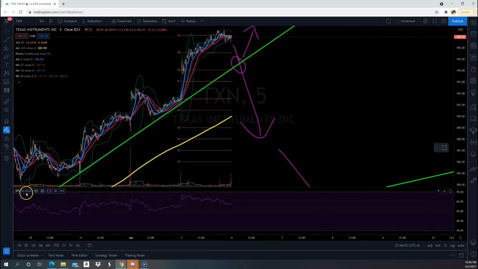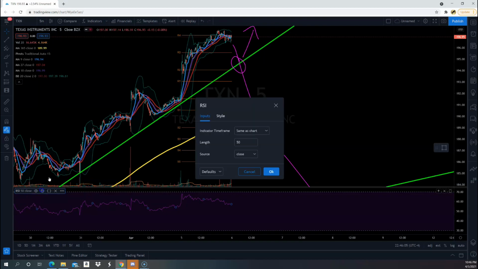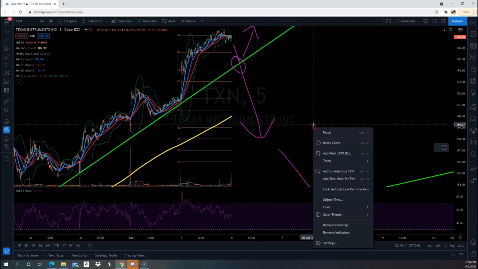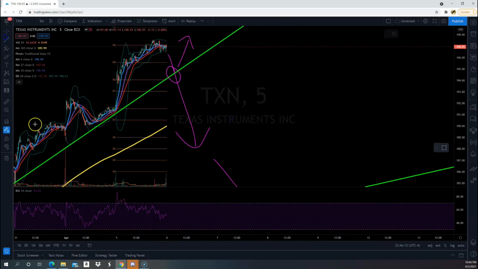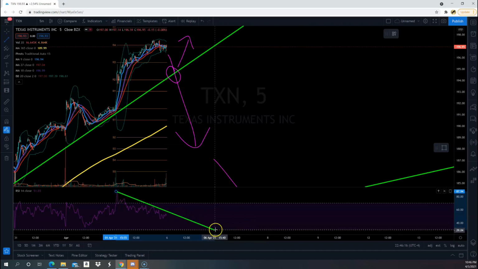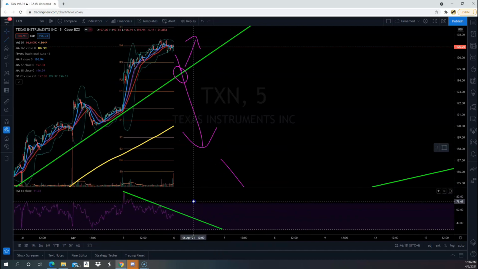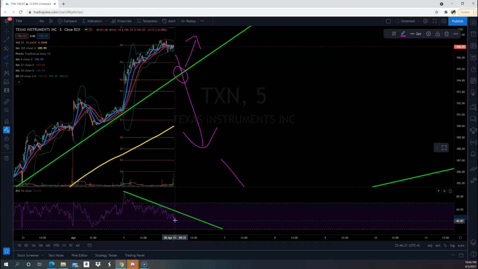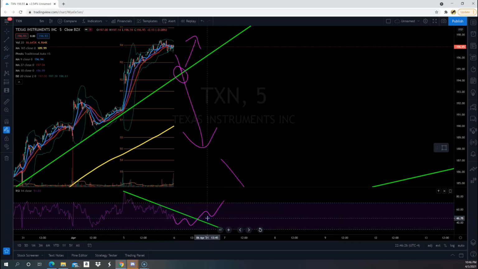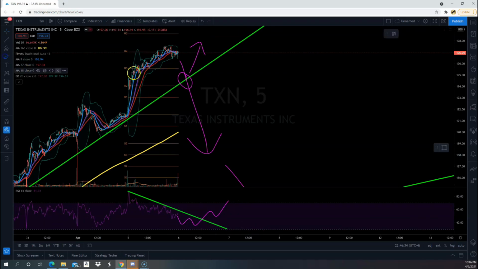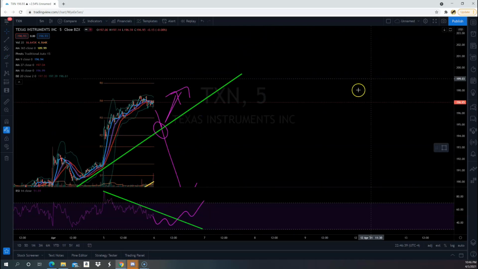Now we're gonna have to change this to 14-day so we can see the bigger picture. So here, what we basically need to happen is the relative strength index, the RSI, will continue to downtrend. After the RSI shows us a bullish divergence, which means lower lows and higher lows, TXN can bounce and continue to the upside, potentially to 200.